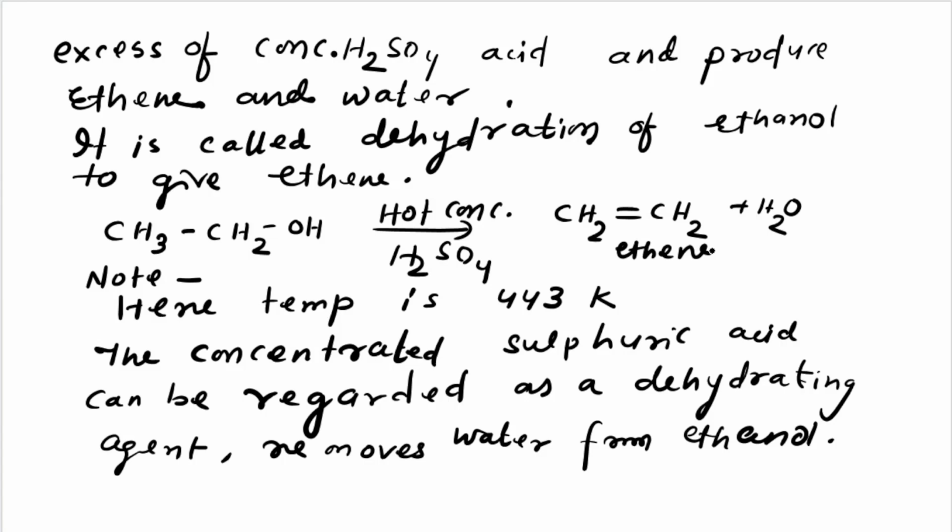The concentrated sulfuric acid can be regarded as a dehydrating agent; it removes water from ethanol. Very important: when the reaction takes place with concentrated sulfuric acid and heat, ethene is produced, and water is removed. On the right side you see the product is water, so you can say water is removed from alcohol, from ethyl alcohol.